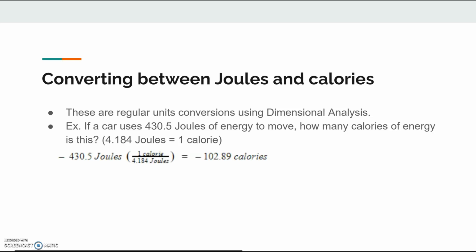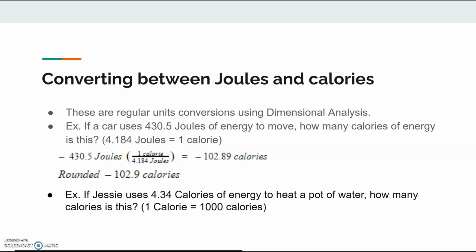Well, you write down what you're given, and the word uses establishes that the car has lost this amount of energy. Therefore, we are writing a negative in front of the 430.5 joules. Next, we are going to set up our parentheses, and we are going to situate the two terms inside of our conversion factor so that joules cancel out and we're left with calories. The 1 is on top, so we're dividing negative 430.5 by 4.184. This gives us negative 102.89 calories. Rounded, because the given measurement has 4 significant figures, our actual answer is negative 102.9 calories.